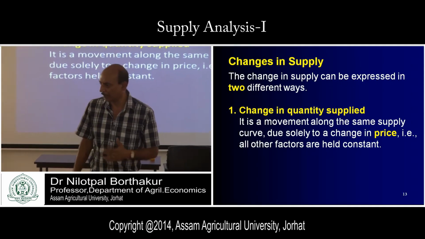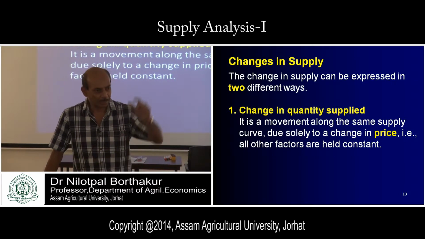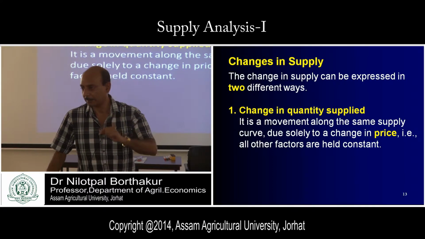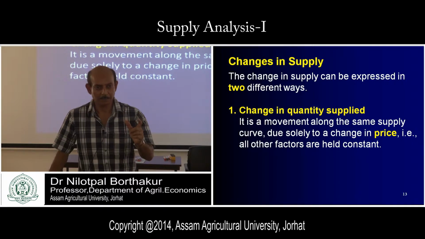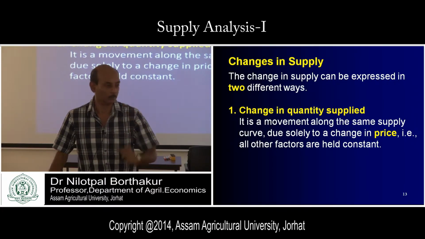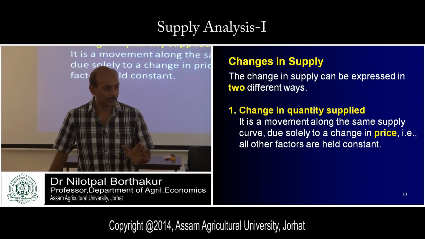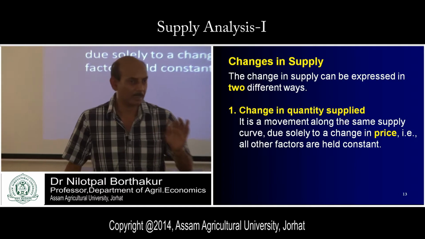This is change in the quantity supplied. In this particular case, we find only one supply curve, and there is a movement along the same supply curve, either upward or downward. Like in case of the demand curve also, for changes in quantity demanded there was only one demand curve and there was movement on that demand curve either upward or downward. And that movement was brought about by price alone, and all other factors are held constant. Similarly, in case of changes in quantity supplied, the changes are brought about by price only.